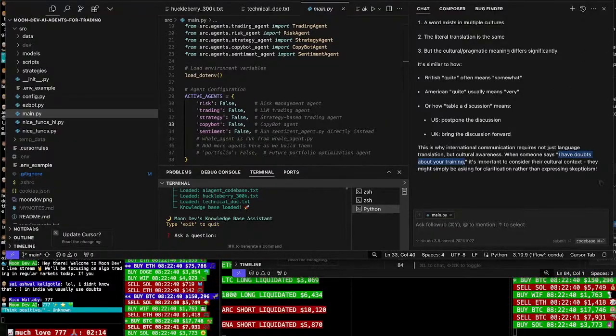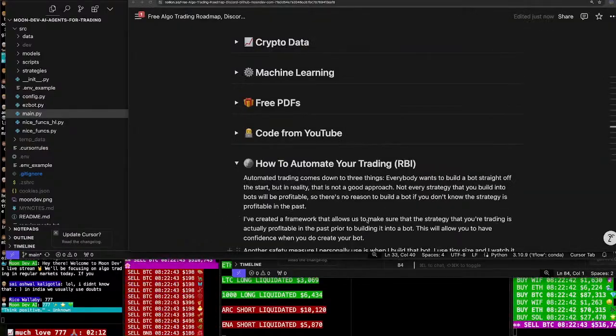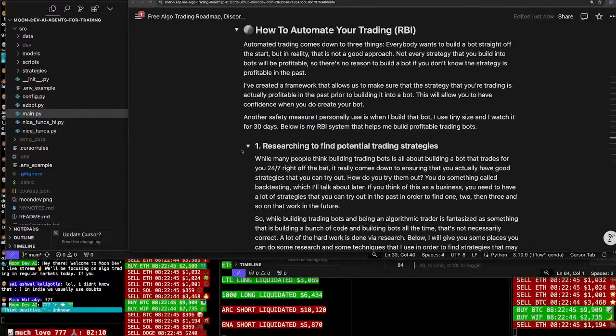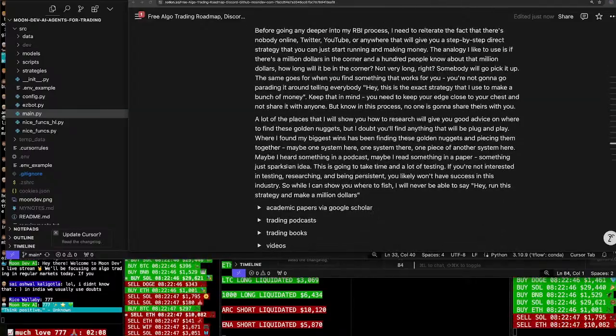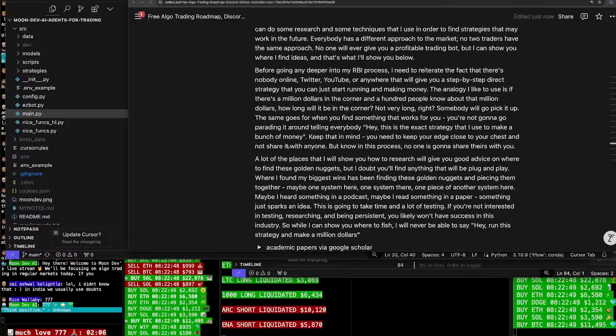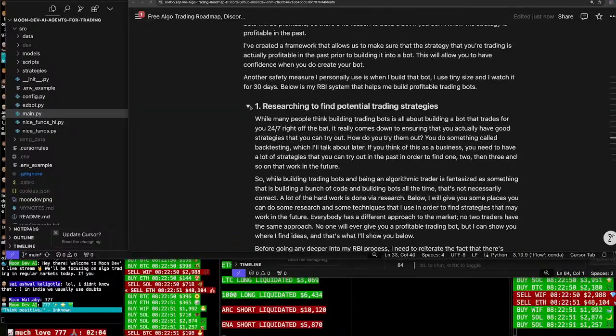Let's get back to it. Okay, so how to automate your trading, the RBI. So researching is number 1. Here's a few ideas. Okay, sweet.